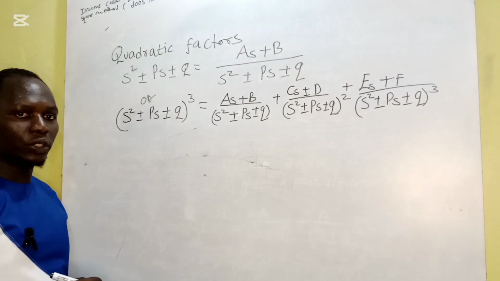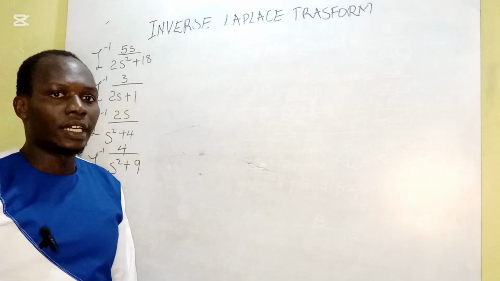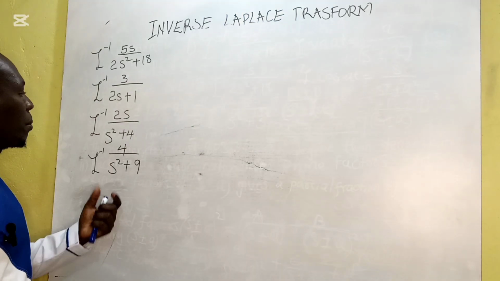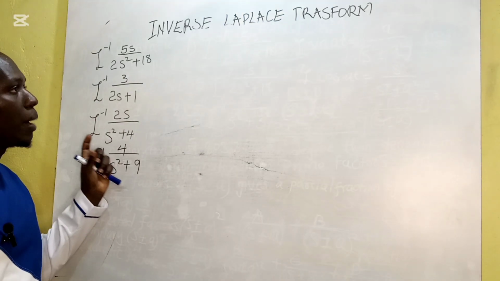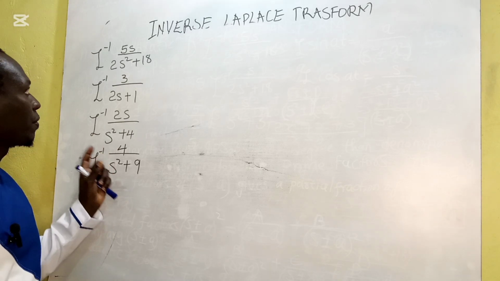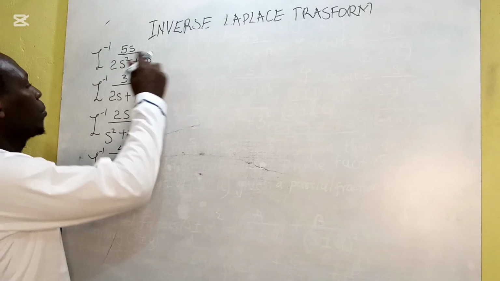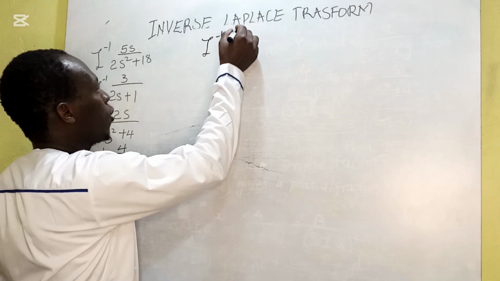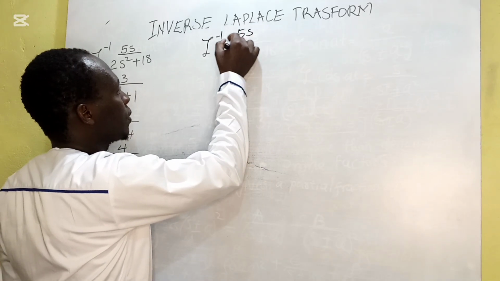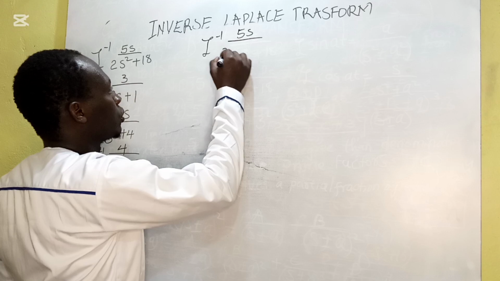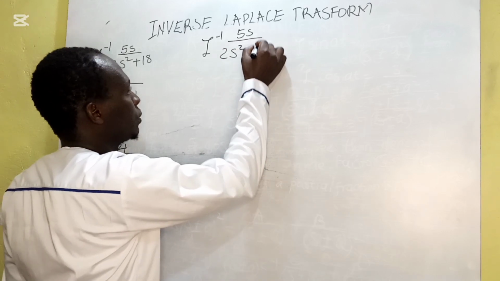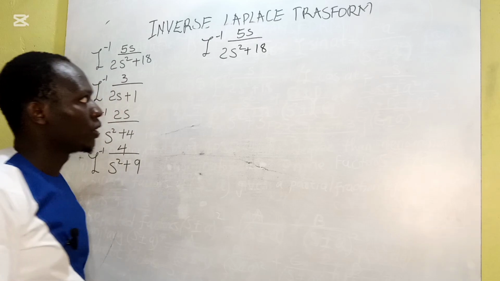Let us now get into our first example. Here now we are having our examples whereby we are going to find the inverse Laplace transform of each and every function here. Our Roman one, now we are going to have the inverse Laplace transform of 5s all over 2s squared, we come and add 18.